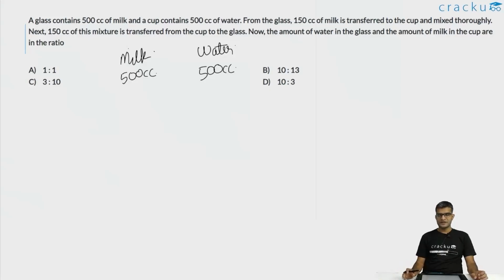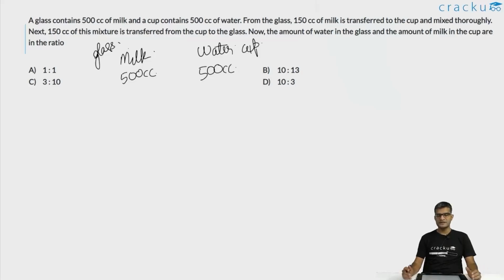Now this seems like a very tricky question, but this is actually a very simple question with a very elegant answer. Now this is commonly asked, and knowing this concept is very important. If you think about the total volume in the glass, this is initially the glass and this is the cup. Let us first only look at the volume in the glass and volume in the cup.